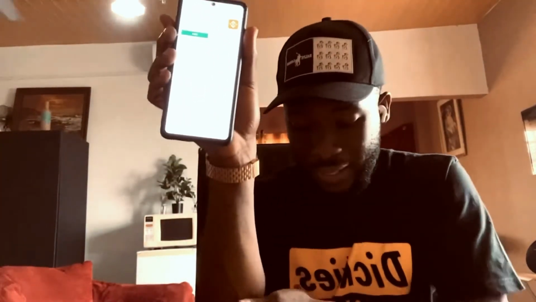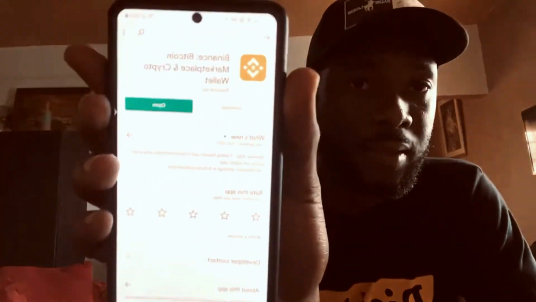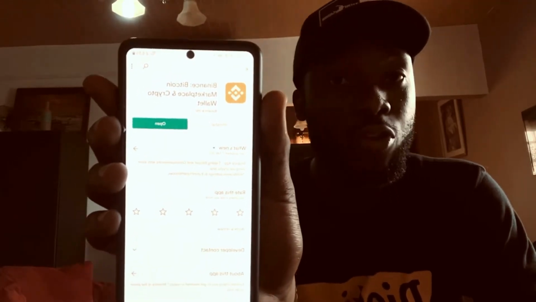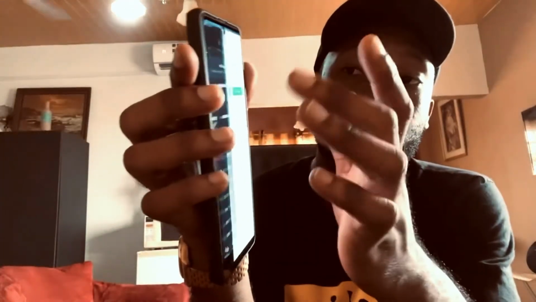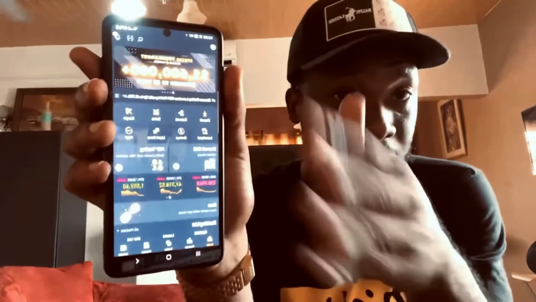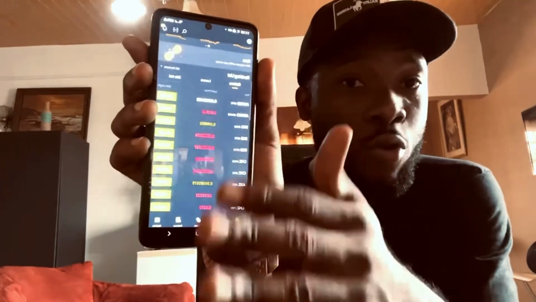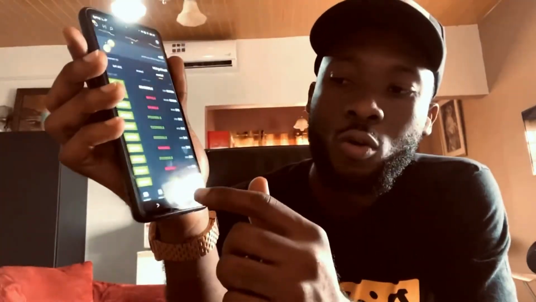So let me go to my Play Store. If you're using Apple too, you go to your App Store and you type in Binance, not Binance US, Binance. So this is what will come, the Binance that will come. Yes, this is Binance. Then you install. When you install, you open. When you open, this is what comes. So this is Binance. When you open and it comes like this, you go to trade.